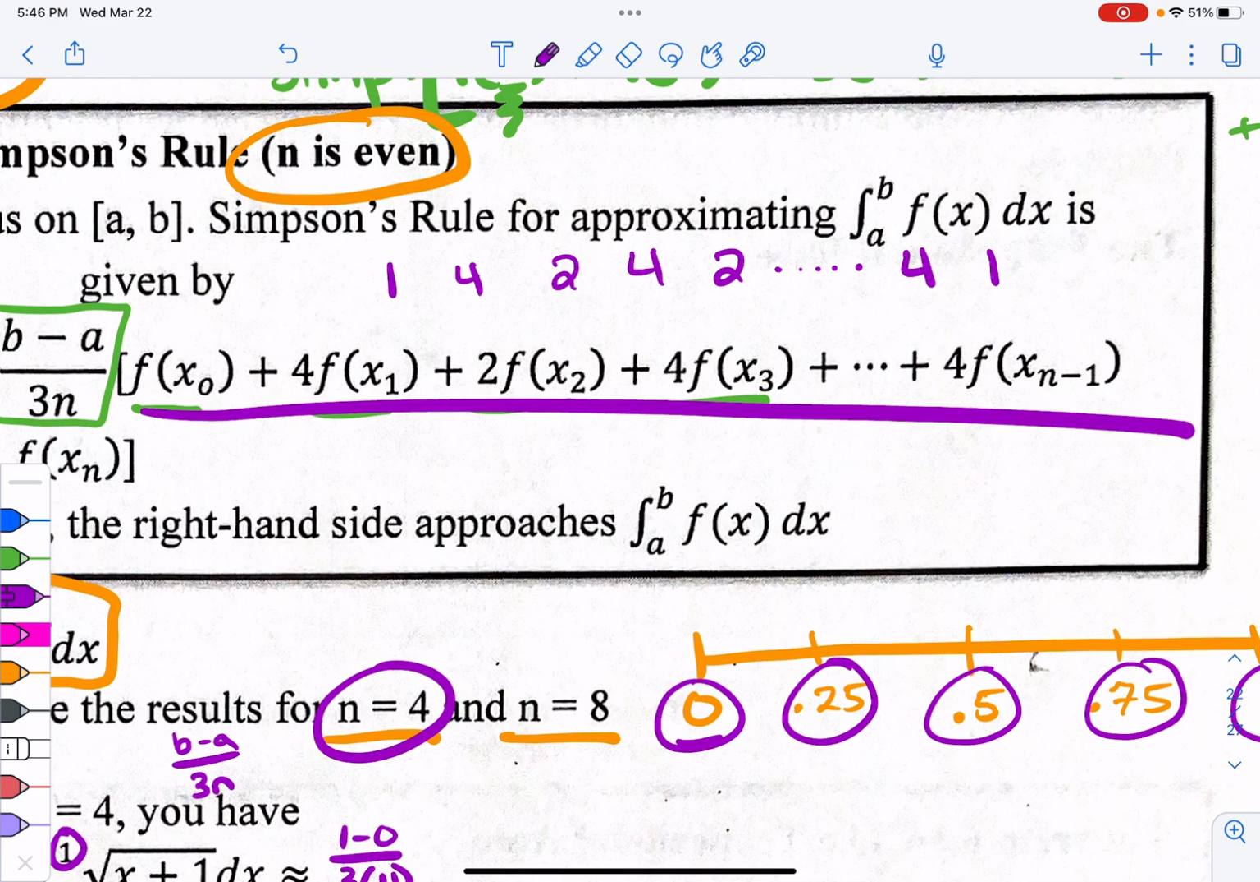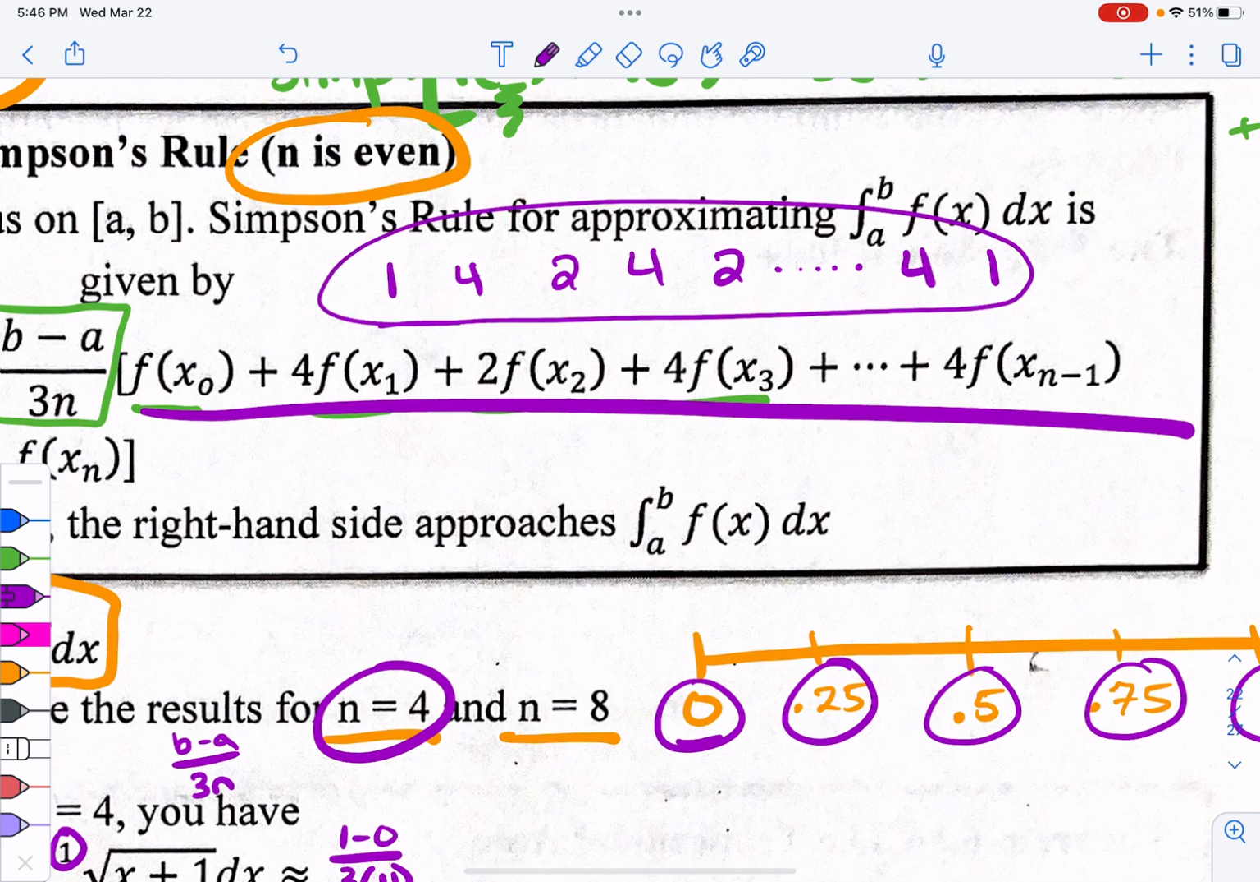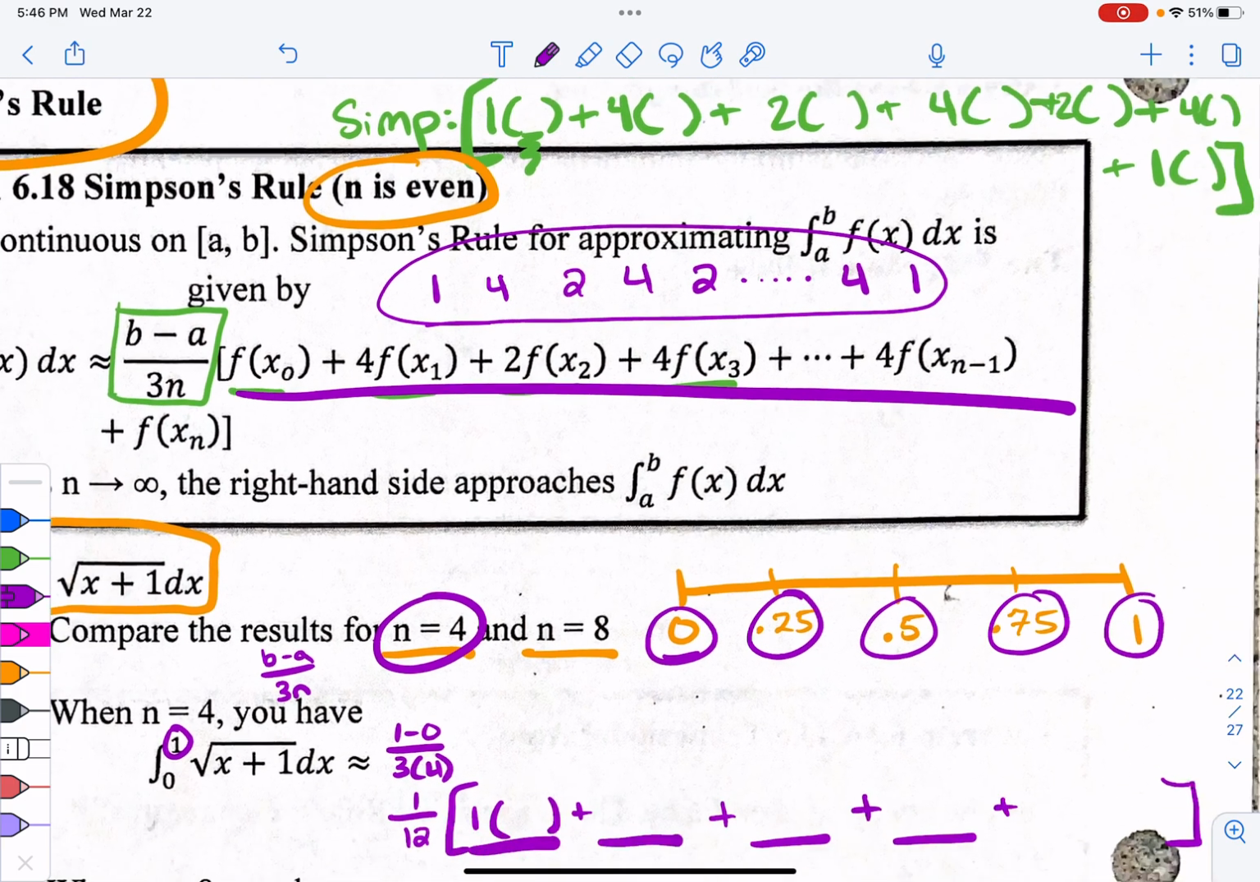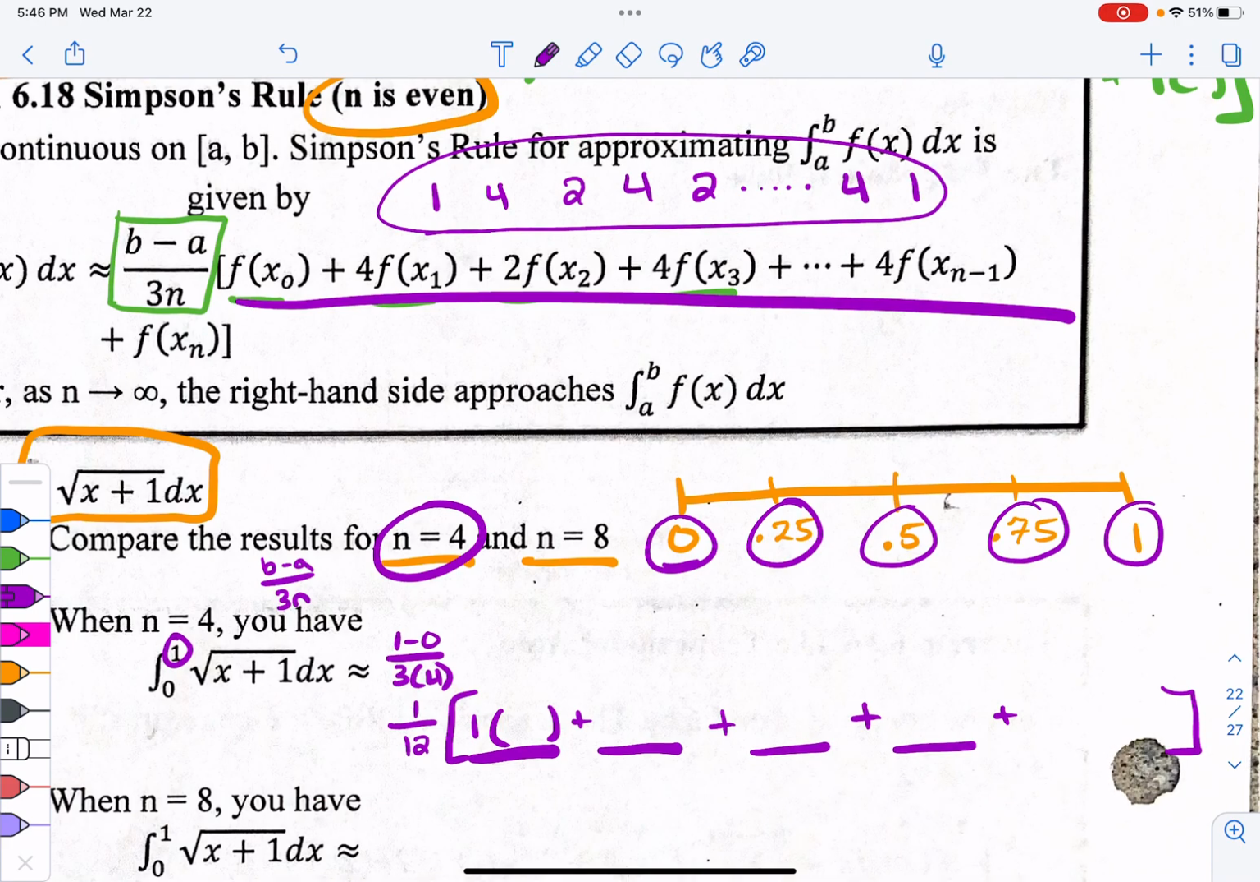And if you have an even number of numbers, you will always end with 4 and then 1. All right, so I've got 1. Next one is 4, what I'm multiplying by. Then I'm multiplying by 2. Then I'm multiplying by 4. Then I'm multiplying by 1 again. So that's how I do that.